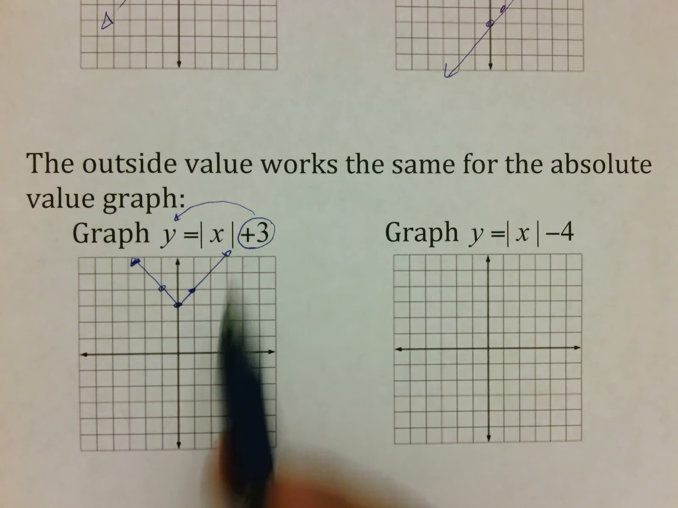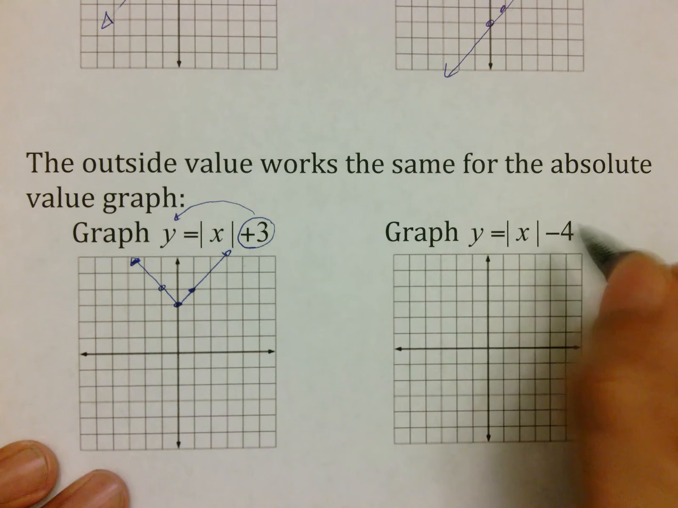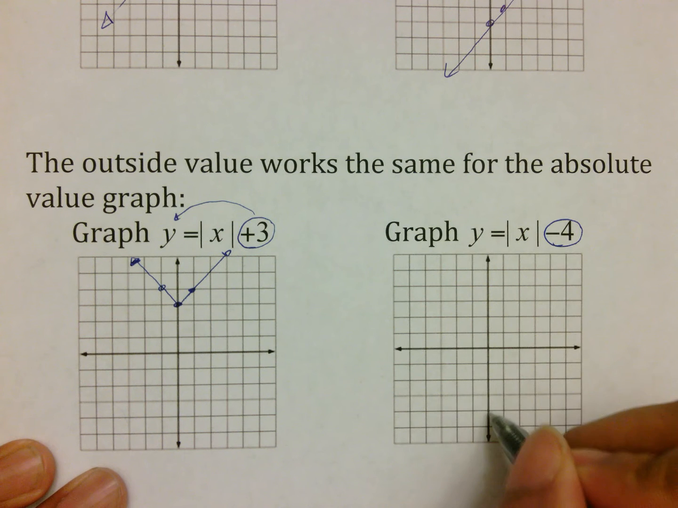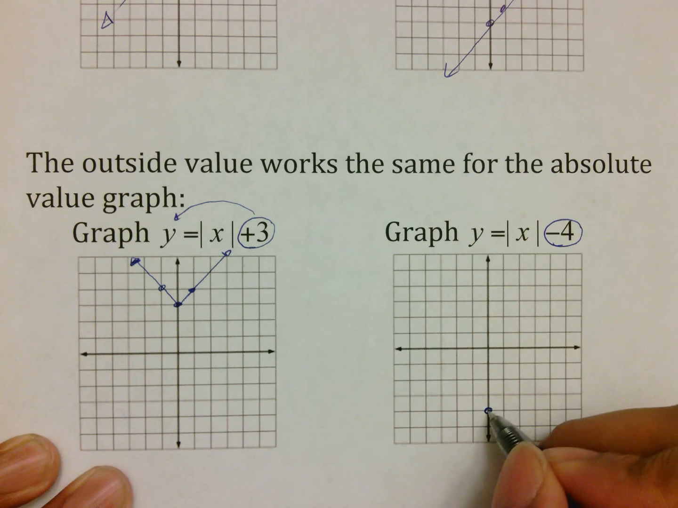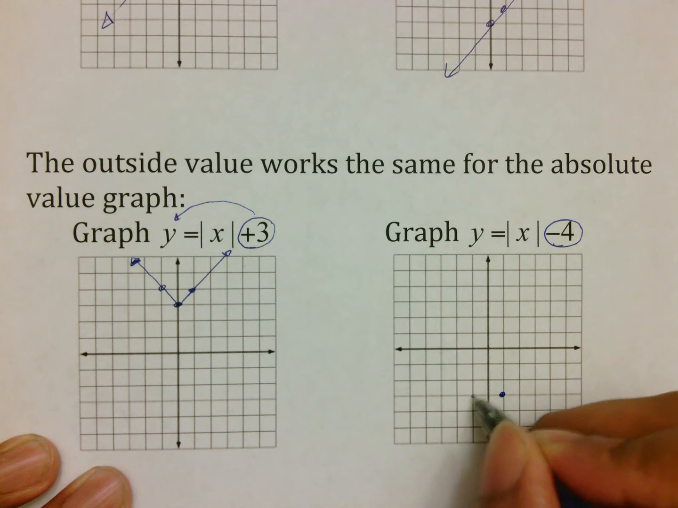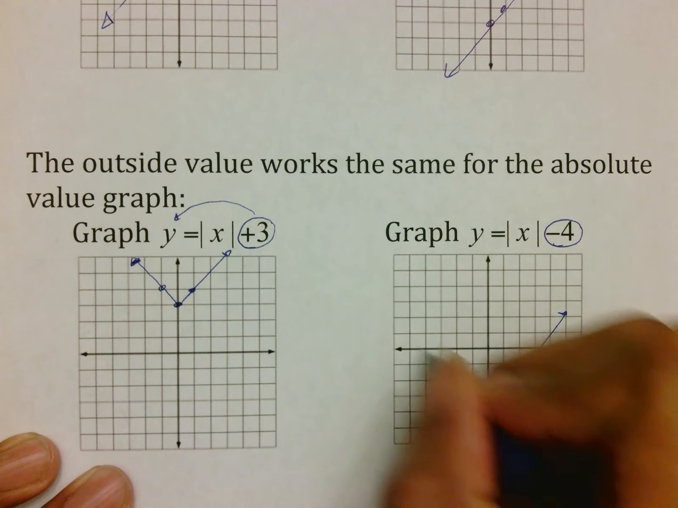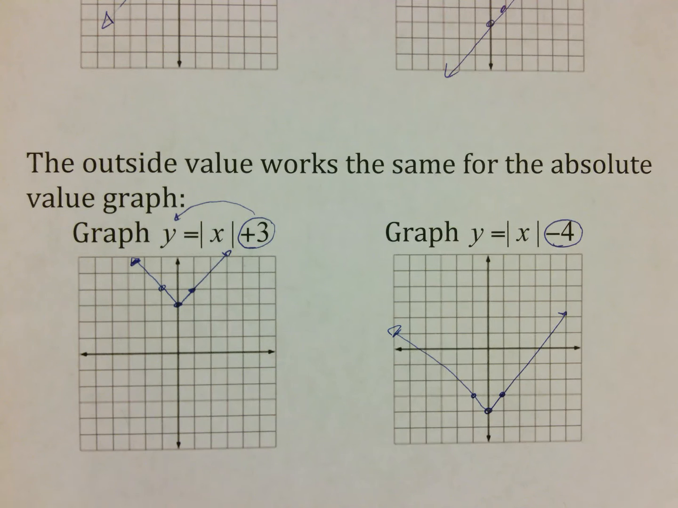It's an absolute value graph that has been moved up 3. Here, the outside number is -4, which tells us to go 1, 2, 3, 4 down. From there, I go over 1, up 1, back 1, up 1, and I again complete the picture of the V, which is the absolute value graph. And that is pretty much it. That's all there is for the outside number. The outside number usually isn't the situation that gives people issues.